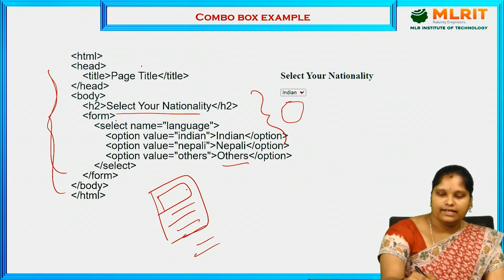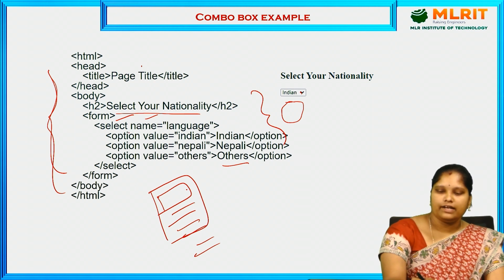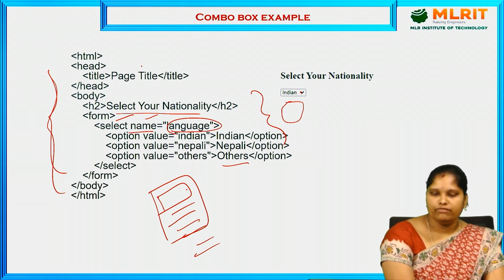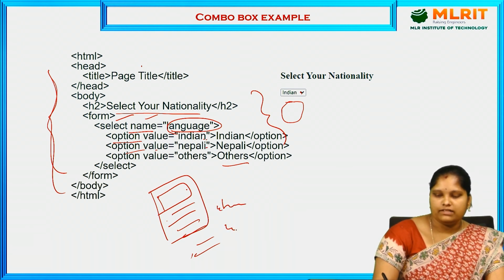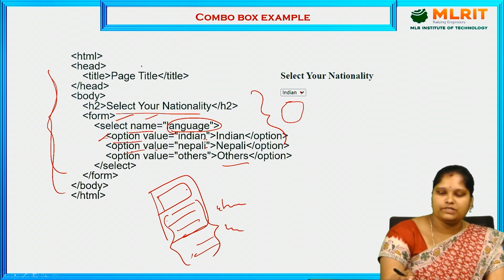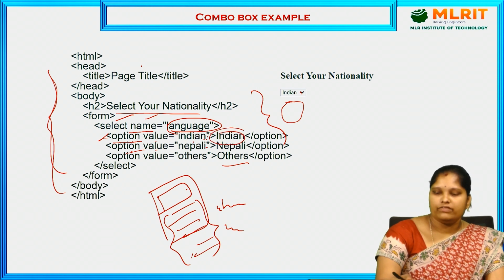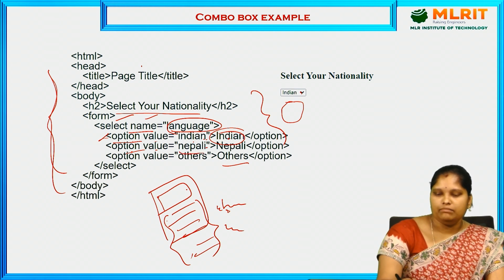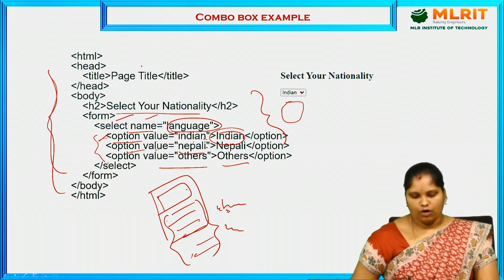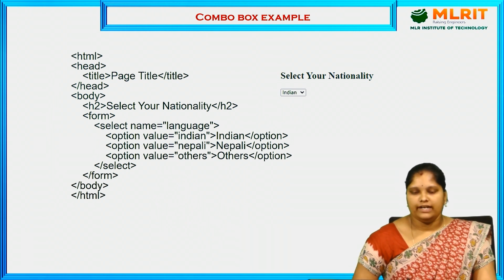One tag is select. In the select tag, you have to use name equals language, and option values. Options are there: option 1 is Indian, option 2 is Nepali, option 3 is China, option 4 is others. Option is the tag we use for the list. For the drop down list, we use option value equals Indian, and the label of that option is Indian, then option close. Next, same. Like this, we insert the combo box. This is also one element of forms.